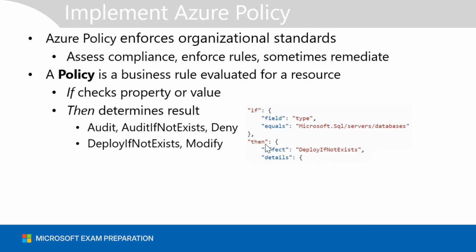The then section of the policy rule has several different effects. Deploy if not exists is one. Other ones that are commonly used would be audit. You can audit whether the policy rule is true or not. You can audit if something doesn't exist and report that. You can deny a deployment. If you're trying to deploy a resource and the deny rule or effect is hit, then it prevents the resource from being deployed. In some cases, you can even modify the resource.